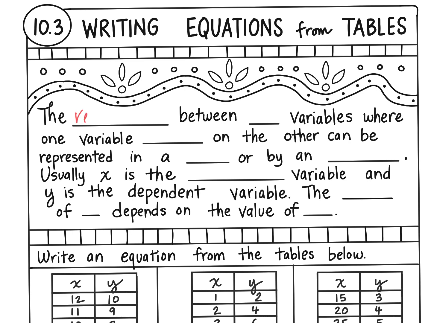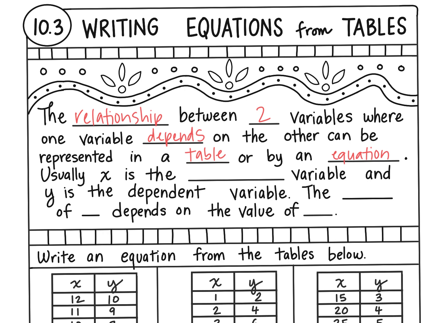It says the relationship between two variables where one variable depends on the other can be represented in a table or by an equation. So this whole page of notes is just looking at equations and tables. We don't have graphs yet.